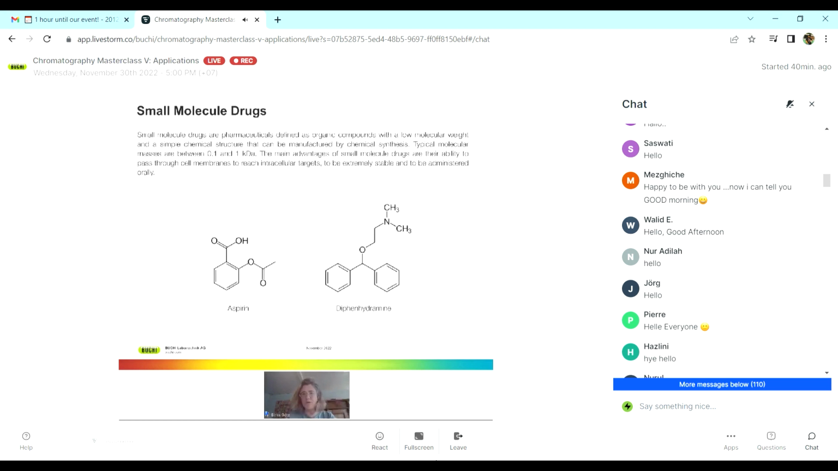I'm showing here two famous examples. On the left side we have aspirin, and on the right side we have diphenhydramine, which is an allergy blocker.